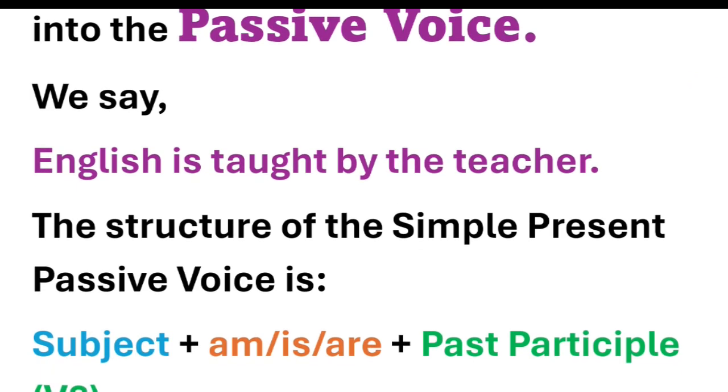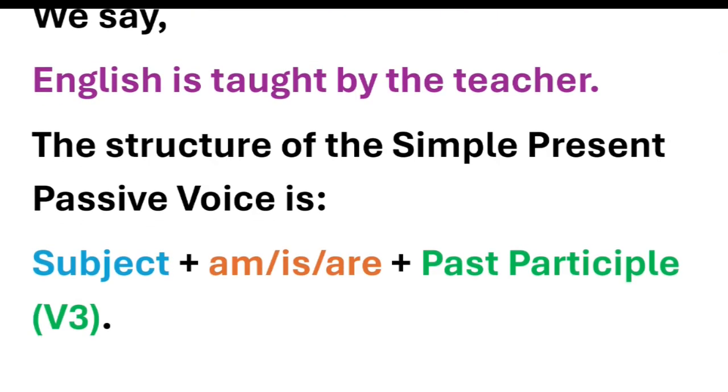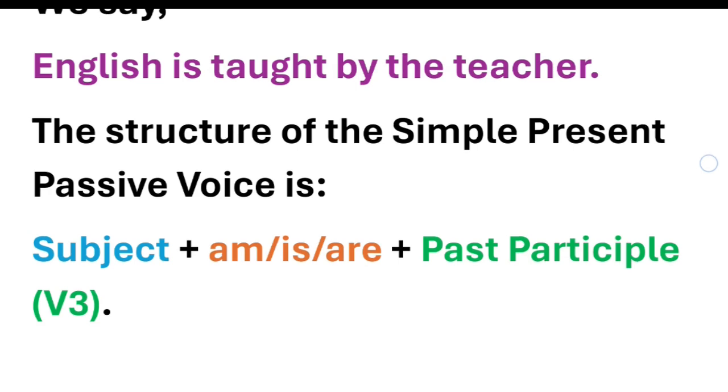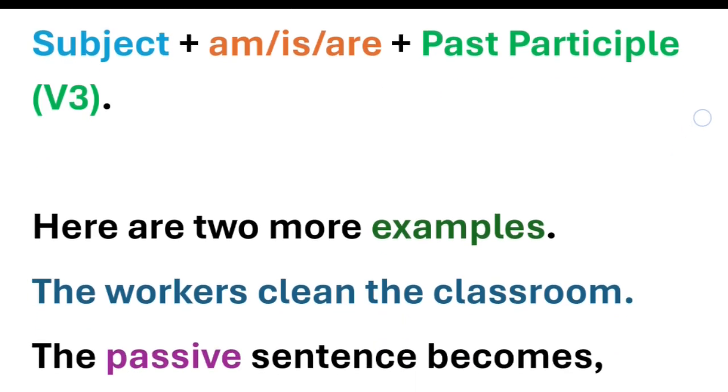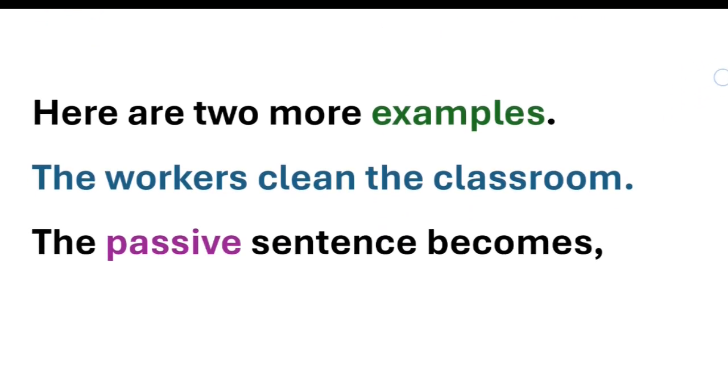The structure of the simple present passive voice is: the subject is written at the first place, followed by am, is or are, then we write the past participle, which is the third form of the verb. So play becomes played. Here are two more examples to understand.